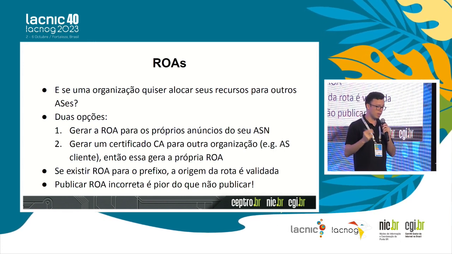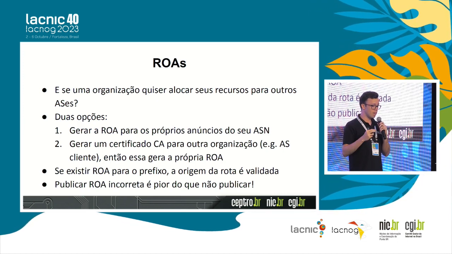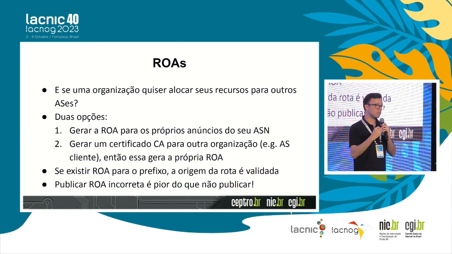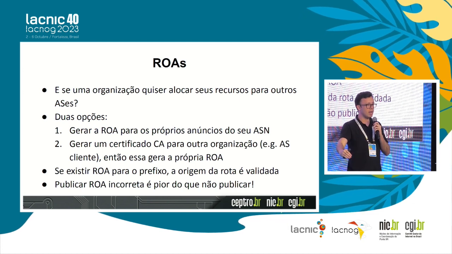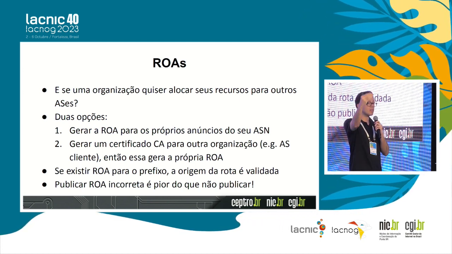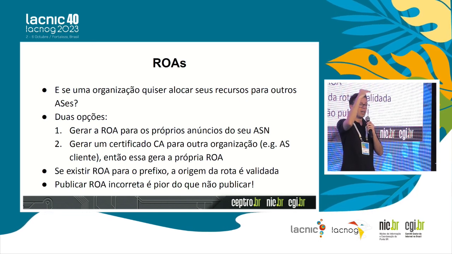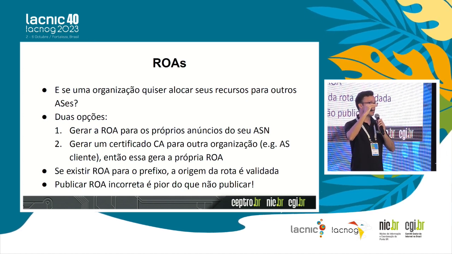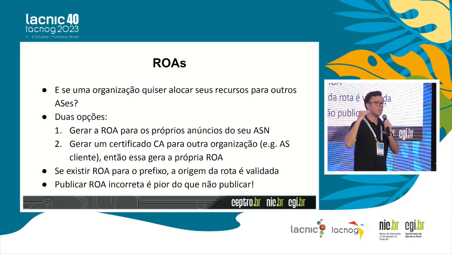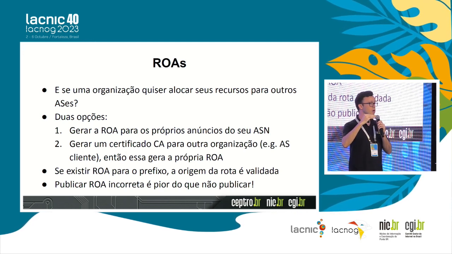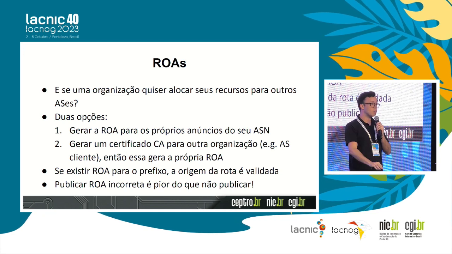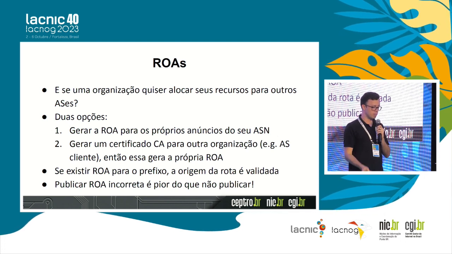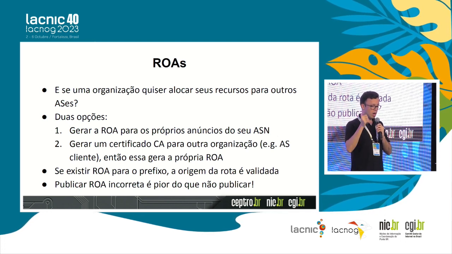So let us assume that an organization wishes to assign its resources to other ASNs, to other ASs. First, you have to generate a ROA with your own announcements of your own ASN. For example, you have an ASN and you're assigning resources to your clients. So you have to generate ROAs for your own clients. Now, if we take one step backwards, we have a kind of ladder. So you have the parent certifying authority, the child certifying authority, and you can generate a certificate for another organization so that the customer can generate their own ROA. So you can do this in two ways.